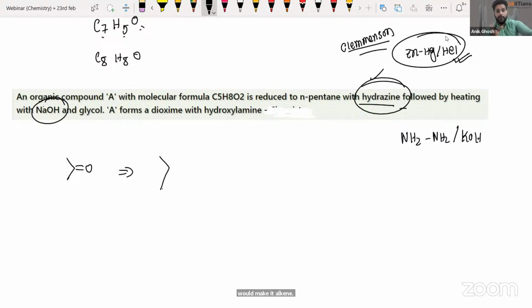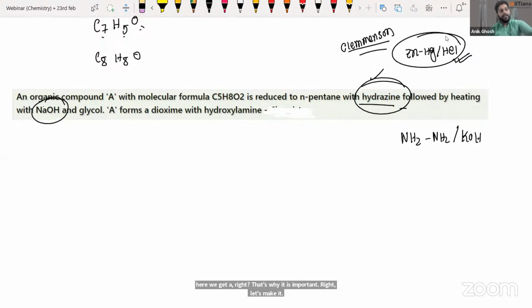On reduction of a carbonyl, what are we going to get? Right, Aditya? What do we normally get, guys? We get an alcohol. But here we get an alkane clearly, right? That's why it is important. So now that means, guys, I have a molecule which has carbonyl segments, and that's why it is undergoing Wolff-Kishner reduction. And after Wolff-Kishner reduction, it is giving you n-pentane. That means it's a 5-carbon system.